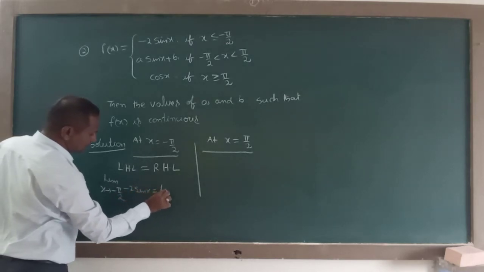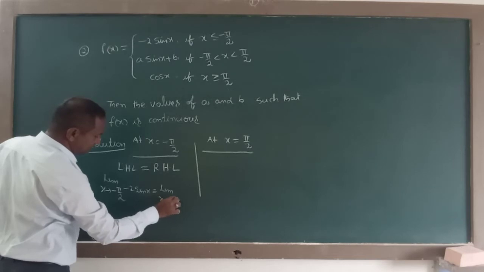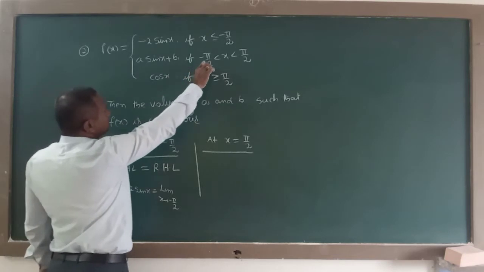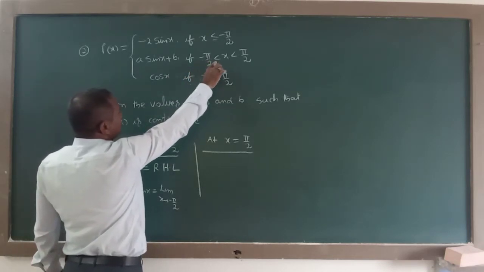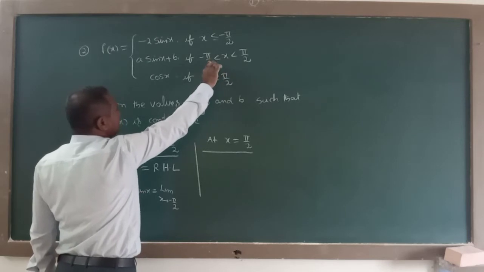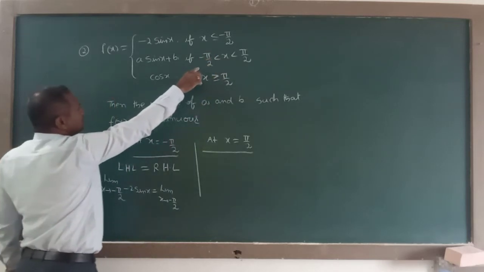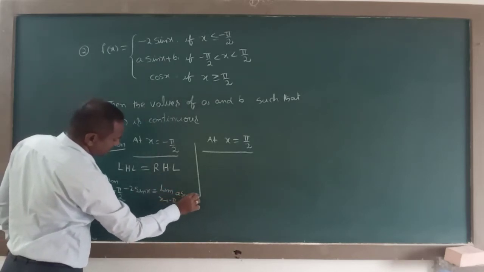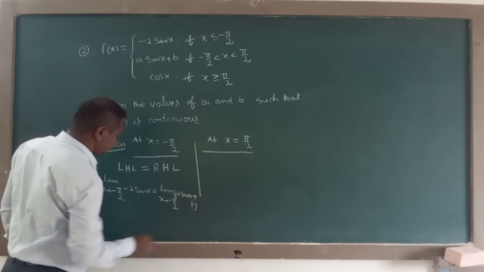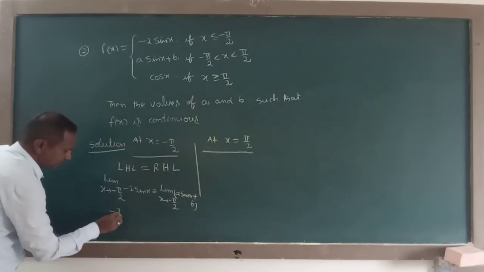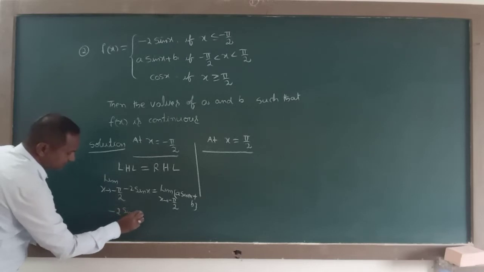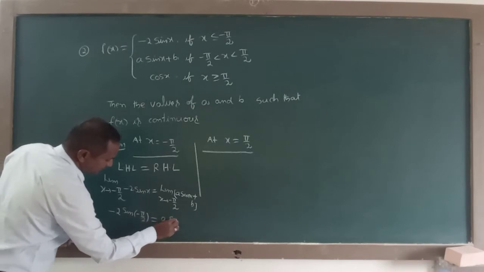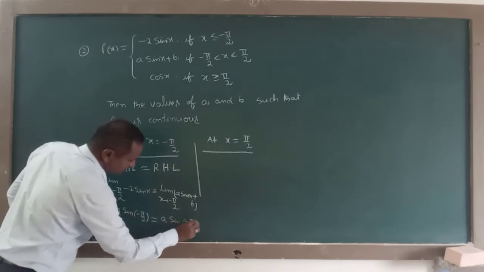Is equal to limit x tending to minus pi by 2, corresponding to the greater than symbol, a sin x. Here, minus pi by 2 less than x can be considered as x greater than minus pi by 2. Corresponding to that, the given function is a sin x plus b. Then you have to apply the limit value: minus 2 into sin of minus pi by 2 is equal to a into sin of minus pi by 2 plus b.